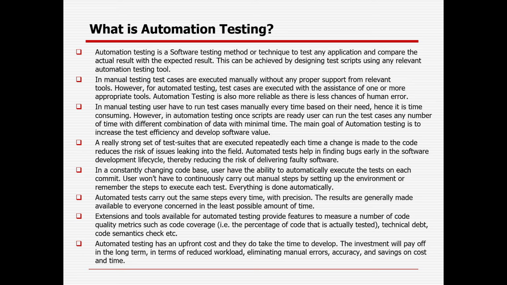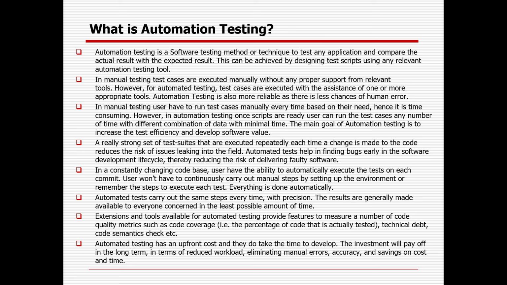Automated tests help in finding bugs early in the software development lifecycle, thereby reducing the risk of delivering faulty software to the business or to the company. In a constantly changing code base, users have the ability to automatically execute the tests on each commit. Users won't have to continuously carry out manual steps by setting up the environment or remembering the steps to execute each test. Everything will be done automatically. Automated tests carry out the same steps every time with precision. The results are generally made available to everyone concerned in the least possible amount of time.